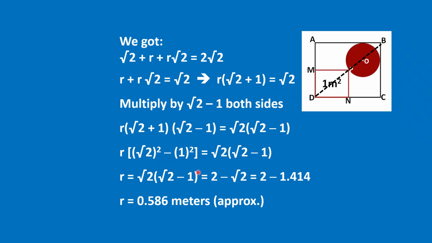You can keep the answer as it is, or multiply root 2 into root 2, which is 2, minus root 2 into 1, root 2, so 2 minus root 2. Put the value of root 2, 1.414, and we get 0.586 meters. That is the radius of the red circle. Either you keep the answer as root 2 within bracket root 2 minus 1, or put the value of root 2 and get the answer as 0.586 meters. That's the radius of the red circle.